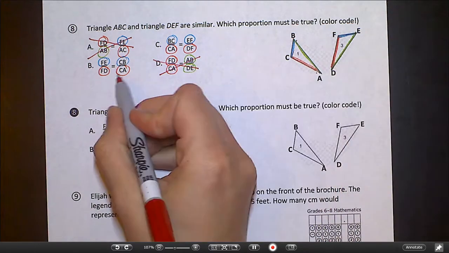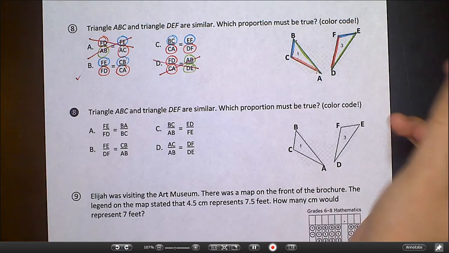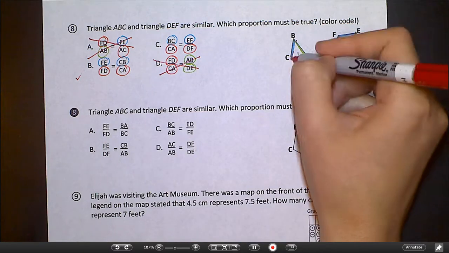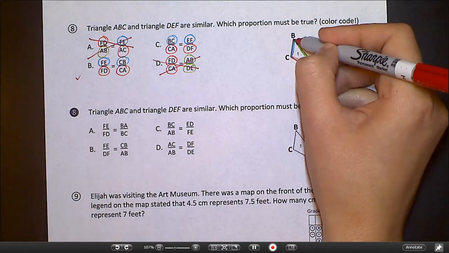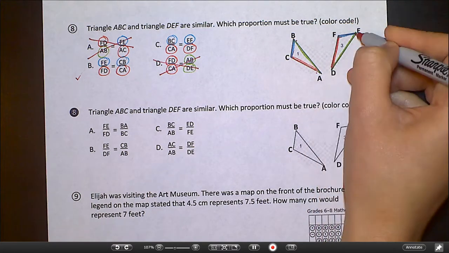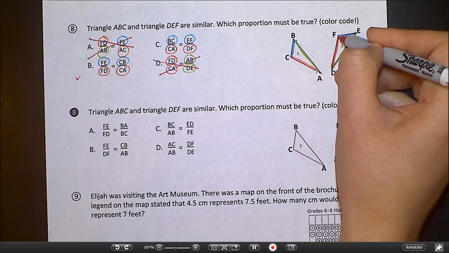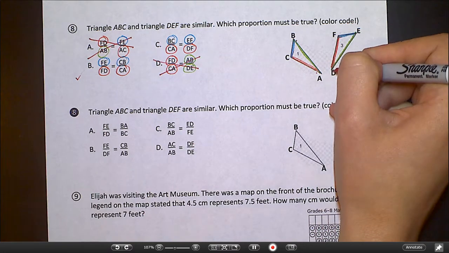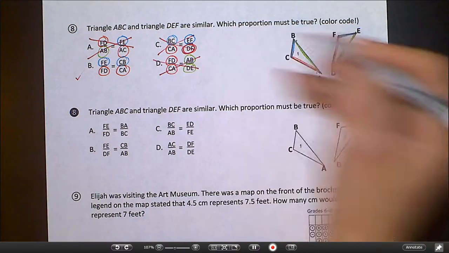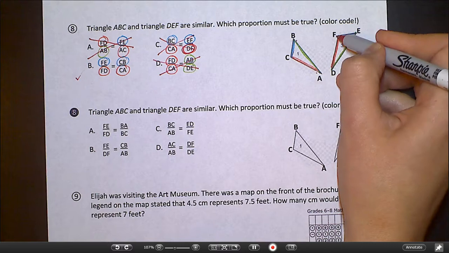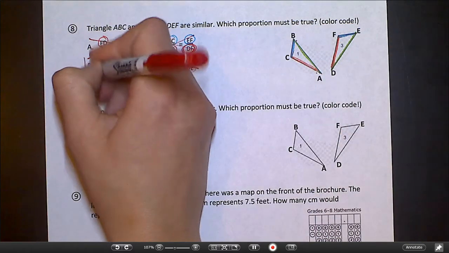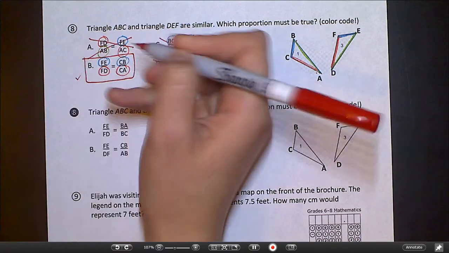So it works. Check. Here I have BC over CA. So I'm going in a consistent line, BC, CA, and then EF, and then it should be FD, but I have DF. So I'm going to get rid of this one simply because of this. If it's EF, it should be FD instead of DF. So I am going to go with B as my answer.